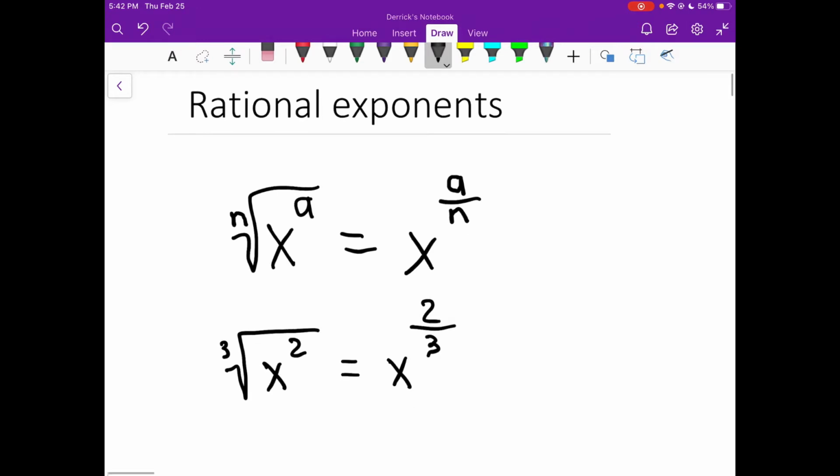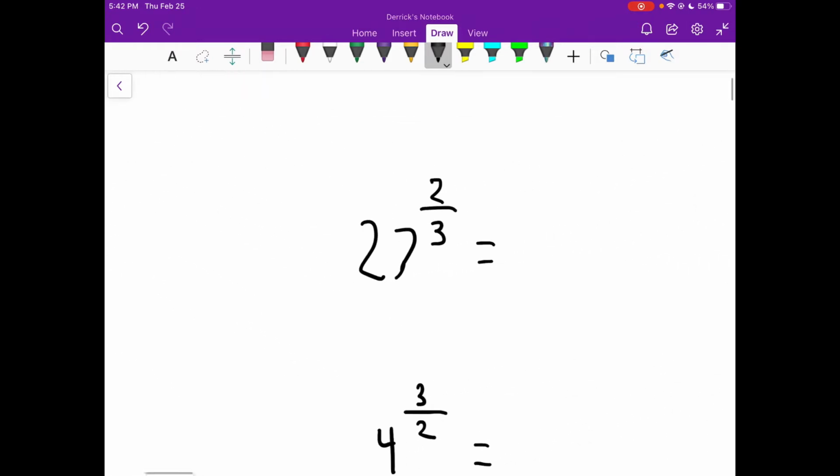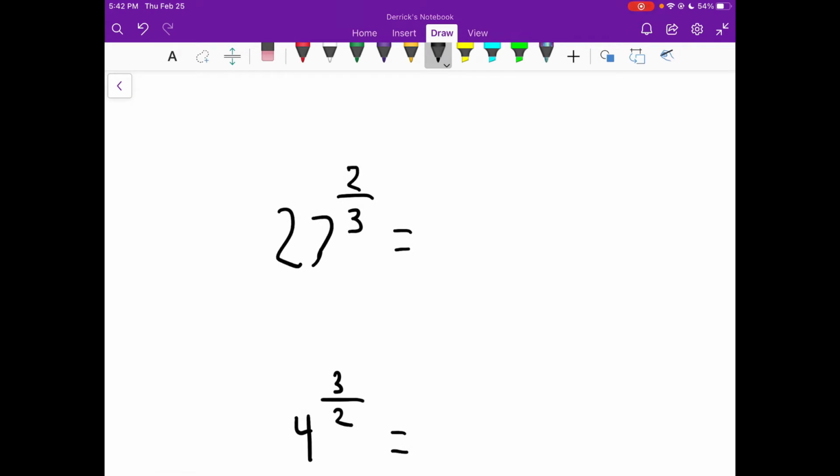So to go the other way, let's say I asked you to figure out what 27 to the 2/3 power is. Well, rather than asking yourself what that is off the top of your head, what might be easier to solve would be to change that from exponential form, rational exponent form, into radical form.